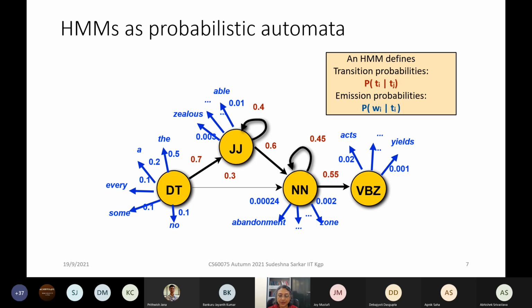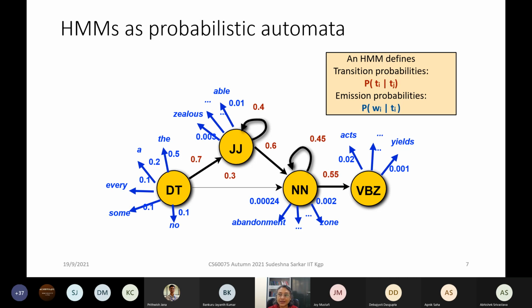So I want to figure out what is the probability that the next state will be adjective or noun or determiner or verb and so on. So this is a stochastic automata. And so this is the Markov model.